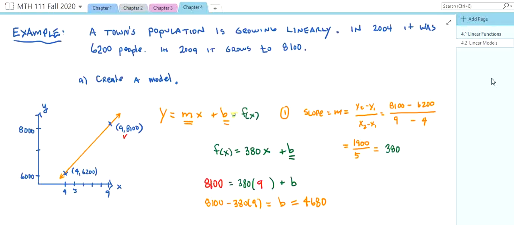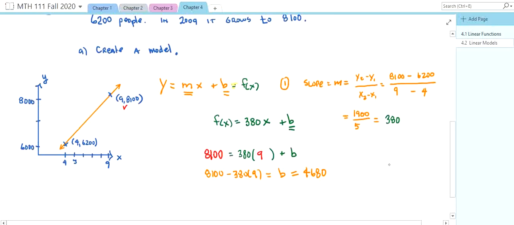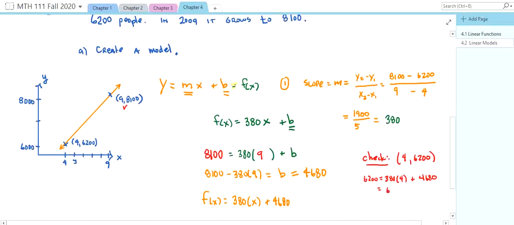So our model then is, let's see if we can get this to go down a little, f of x equals 380 times x plus 4680. Well, before we go on, let's check this. And we'll use the other point to check it for 6200. And after I do the math, 6200 does equal 6200. So that check at least worked out.